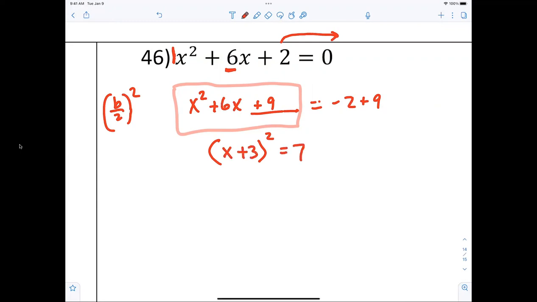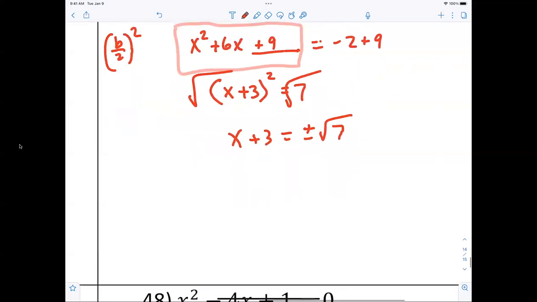Now you're right back to where we were when we were solving by taking the square root. So now you just take the square root of both sides, and you can't forget to put down the what? What does everybody forget? Yeah, everybody forgets plus or minus. So x plus 3 equals plus or minus square root of 7. And then I do what with the 3? Subtract. x equals -3 plus or minus the square root of 7.